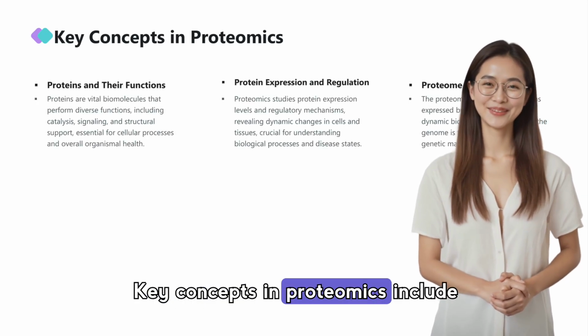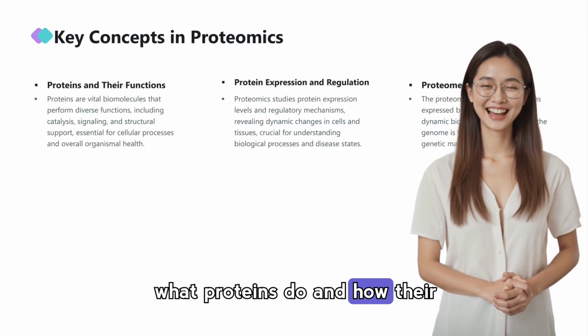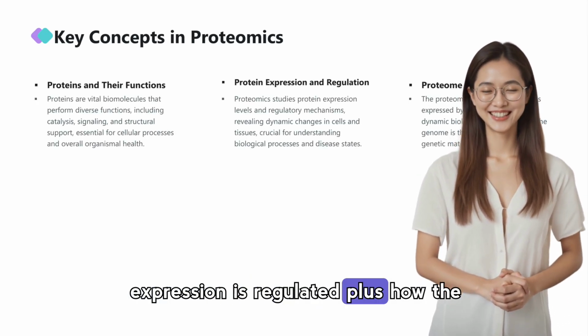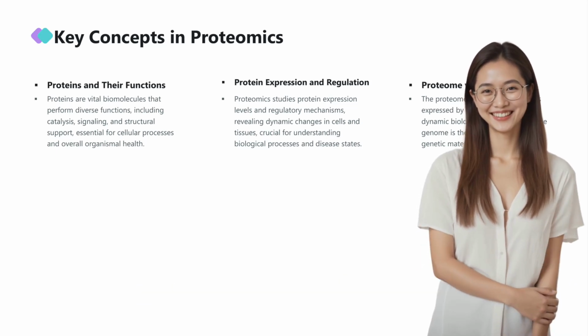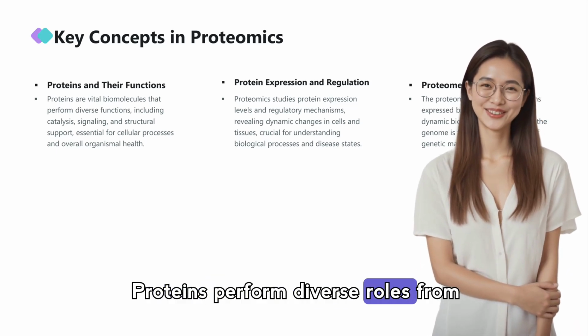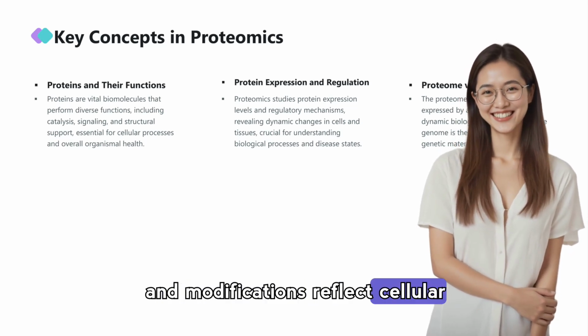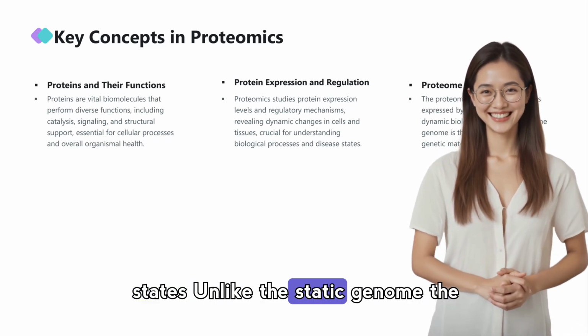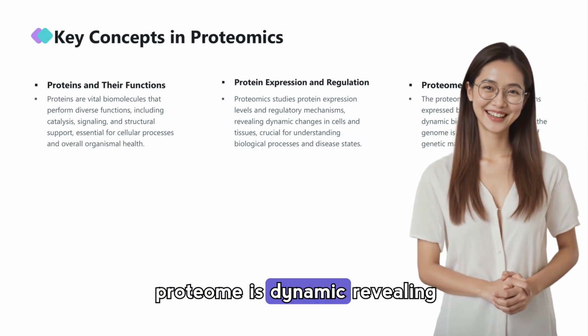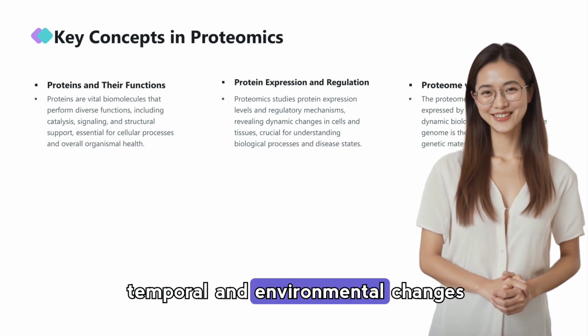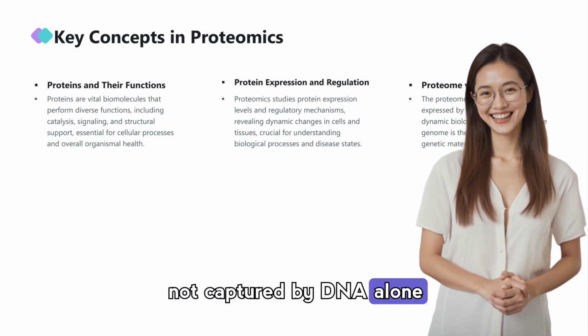Key concepts in proteomics include what proteins do and how their expression is regulated, plus how the proteome differs from the genome. Proteins perform diverse roles from catalysis to signaling, and their levels and modifications reflect cellular states. Unlike the static genome, the proteome is dynamic, revealing temporal and environmental changes not captured by DNA alone.